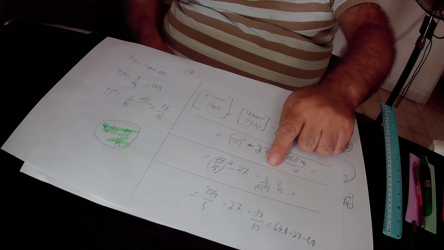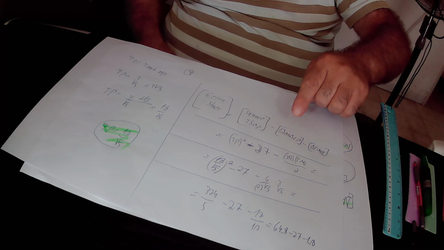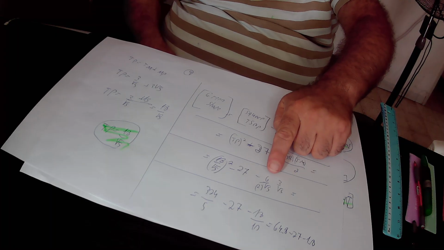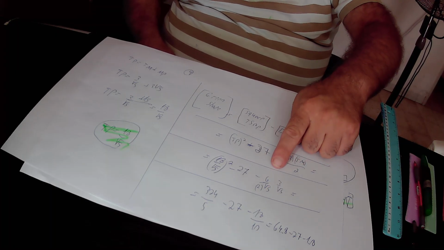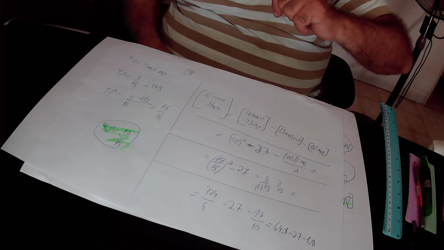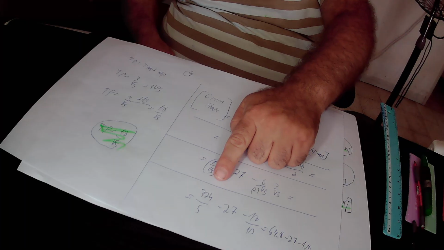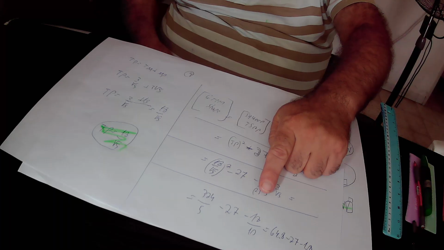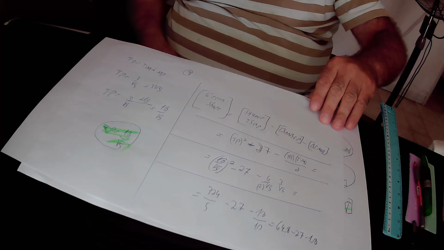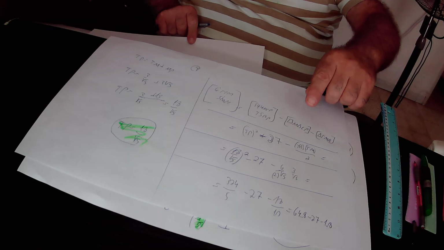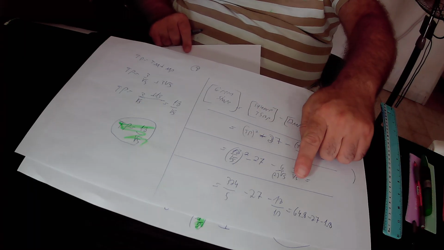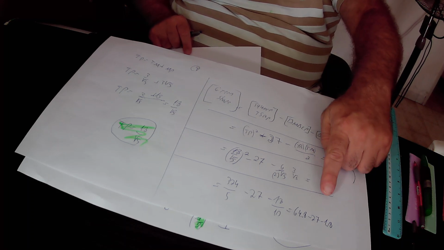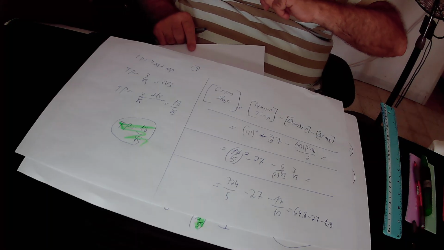And we have here in the numerator 6 times 3, that is 18. In the denominator we have square root of 5 times square root of 5, which is 5, and 5 times 2 is 10. So in total, the value of this expression is equal to minus 18 over 10. 324 over 5 is 64.8, minus 27, and minus 18 over 10 is minus 1.8. And we have 64.8 minus 1.8 is 63. So in total this expression equals 63 minus 27.